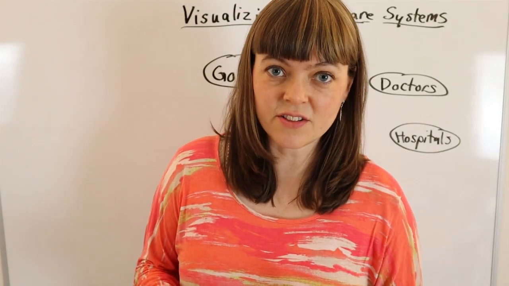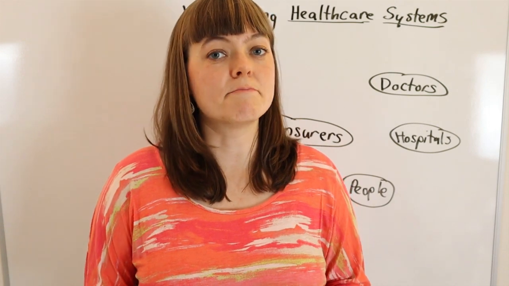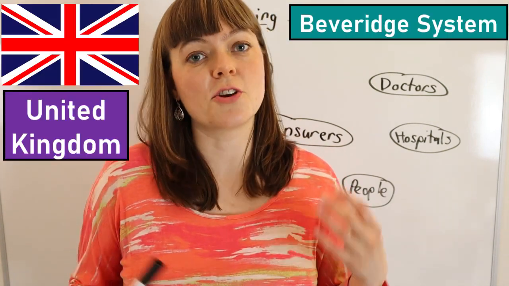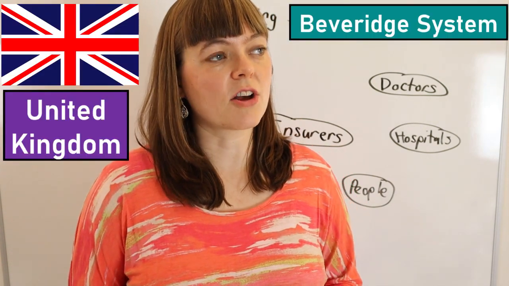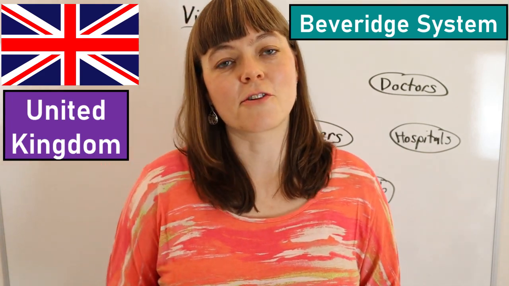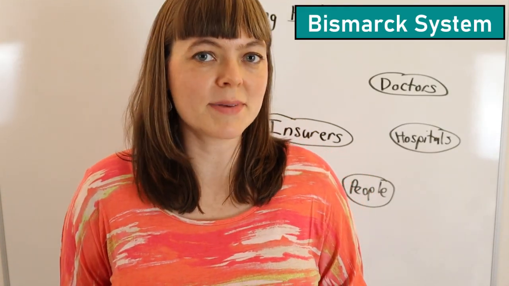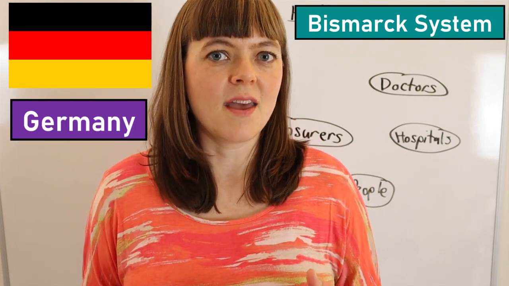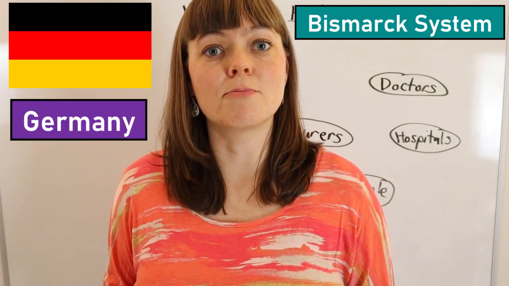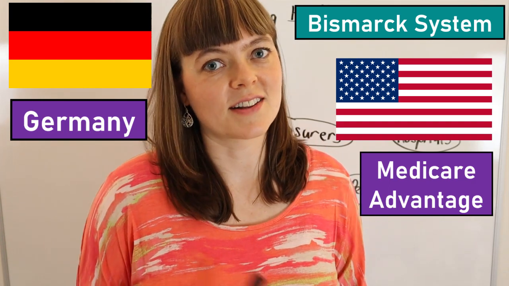The second classic healthcare system we'll look at is going to be the Beveridge model, which is used in the United Kingdom, and it's also the structure we have for the Veterans Affairs system in the United States. And the third healthcare system we'll look at will be the Bismarck model, which is Germany's healthcare system, and it's also similar to Medicare Advantage in the United States.